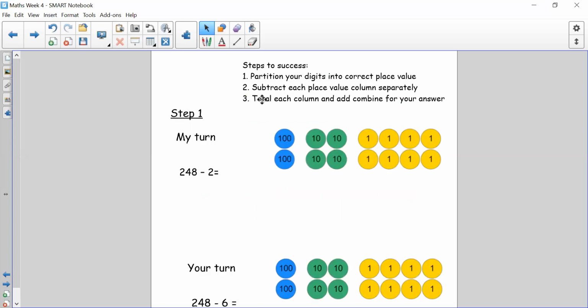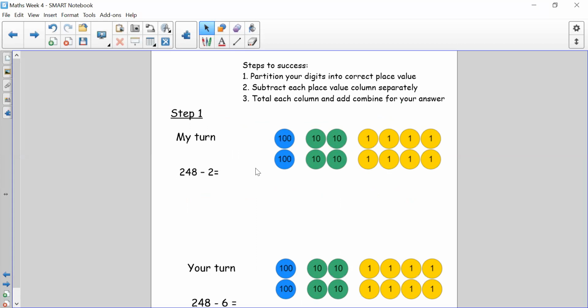So let's have a look at our first number sentence for step 1. Remember, we are just subtracting ones for our step 1. We need to partition our digits into the correct place value column. So as you can see here, I have 248 and I'm taking away 2. So let me show you with my counters what I need to do.